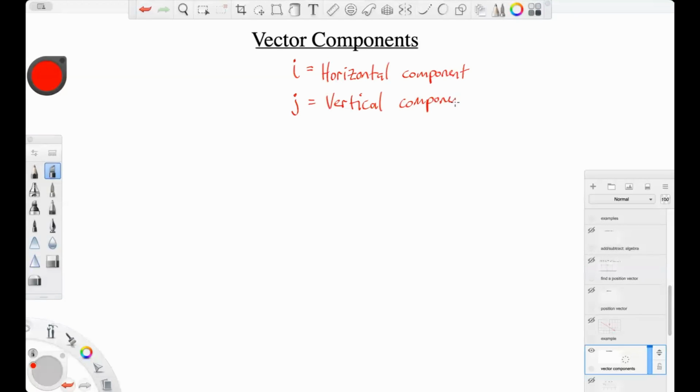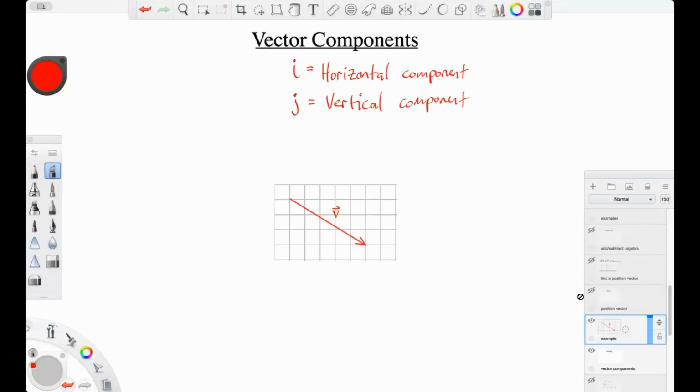Right? And these do not have numerical values at all. They're simply indicators. They're just saying that whatever number is attached to i is left-right movement. Whatever number is attached to j is up-down movement. So for example, here's a vector. This is vector v. And if we want to describe this vector, we'll say vector v is equal to, and then we'll just look at, for positive or negative, are we moving left or right? In this case, we're moving to the right, and we're moving to the right by 1, 2, 3, 4, 5. So this is going to be 5i. And then for the j component, we're looking at, do we move up or down? In this case, we're going to move down 1, 2, 3. So this vector is going to be equal to 5i minus 3j.